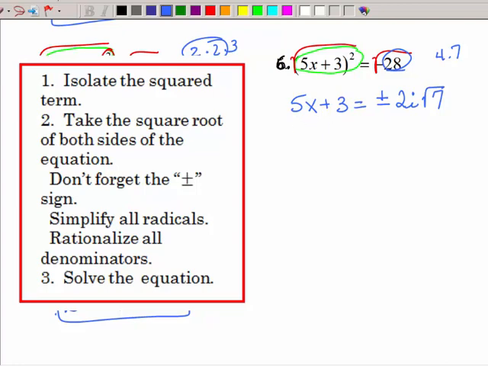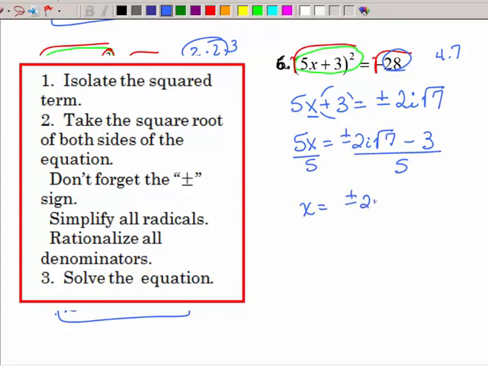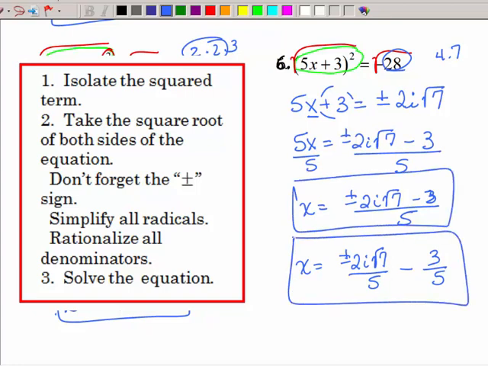All right, so just like on number 5, I need to get x by itself. So I'm going to keep this expression and I'm going to subtract 3, move it to the other side, and then I'm going to divide by 5. So I have x equals plus or minus 2i square root of 7 minus 3 over 5. And again, you could have done it as individual fractions. You're going to end up the same way. It would have looked like this, plus or minus 2i square root of 7 over 5 minus 3 over 5. Couldn't reduce here, so either answer is perfectly acceptable.